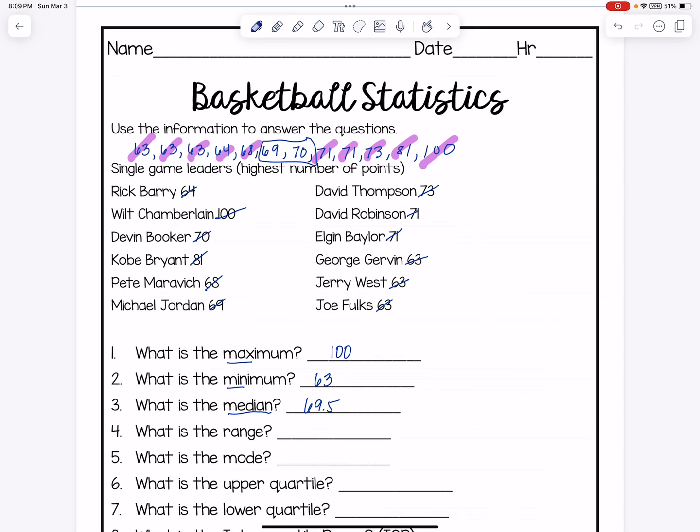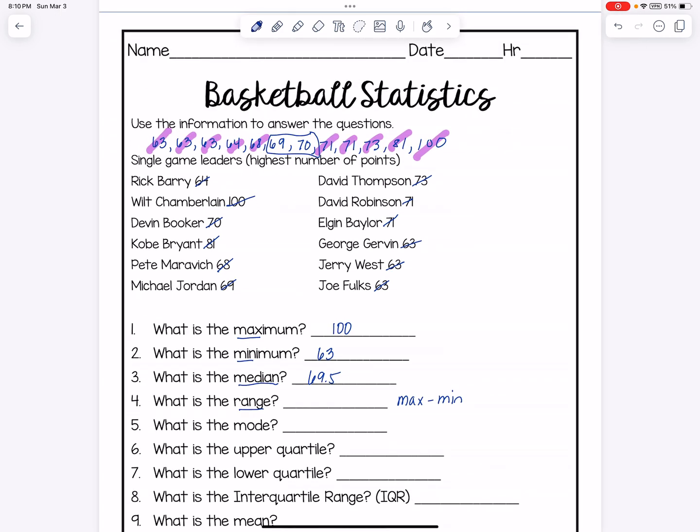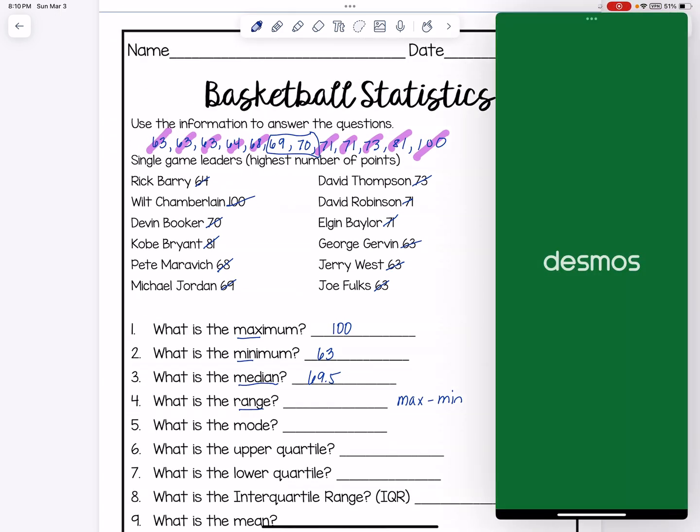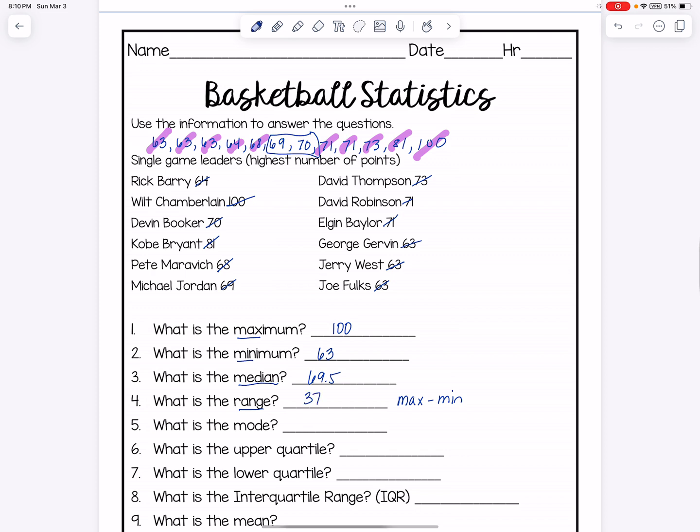Okay. What is the range? Range is max minus the min. They want to know the range of all the data. So 100 minus 63, if we pull out Desmos just to make sure we're not making any silly mistakes, 100 minus 63 is 37. Okay, what is the mode? The one that appears most often. Let's see, we have two 71s, but we have 63, 63, 63. So 63 is the most common.